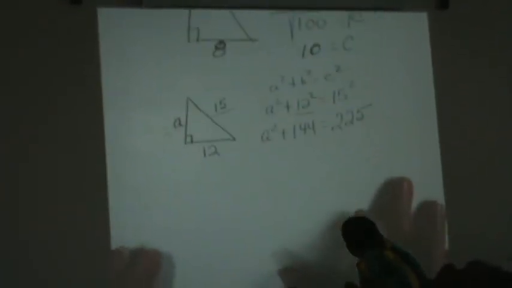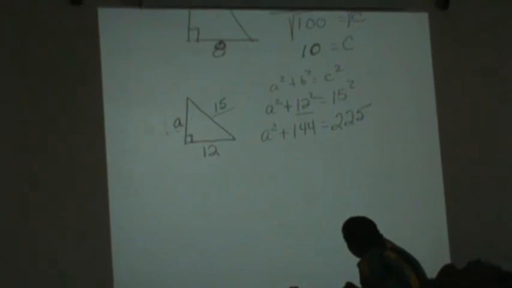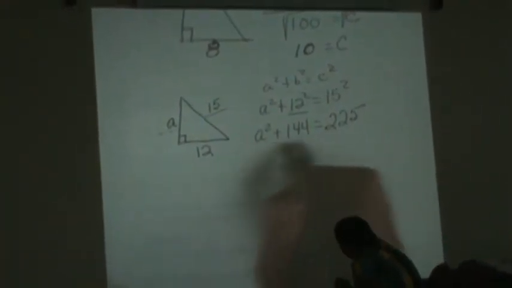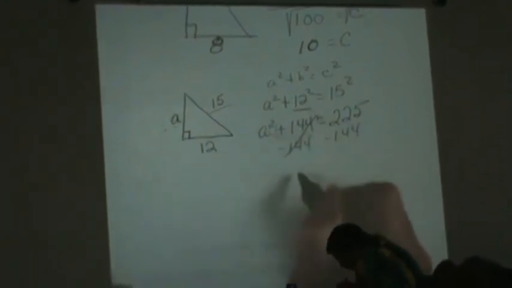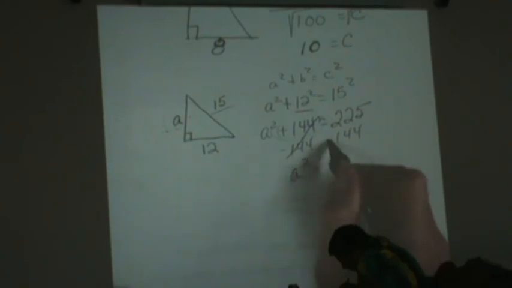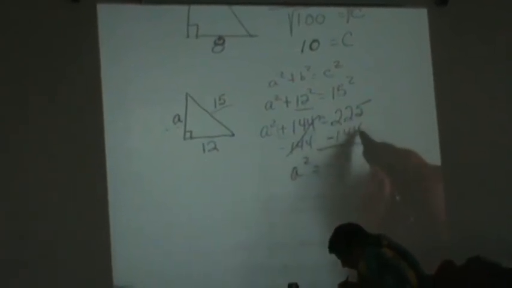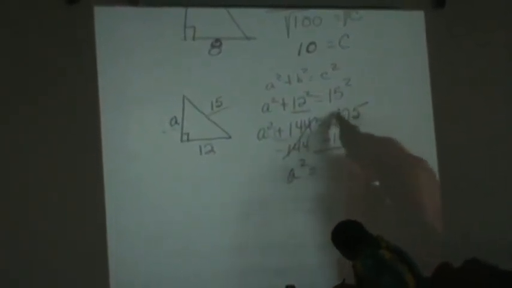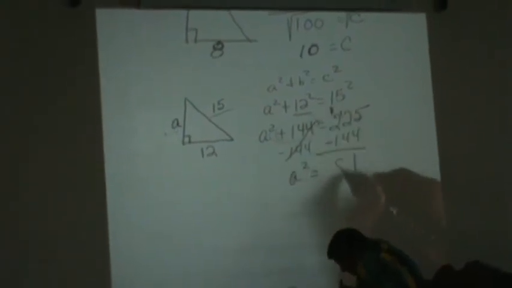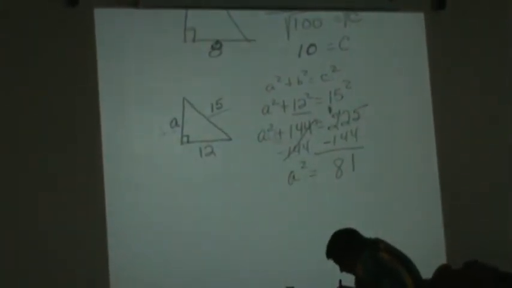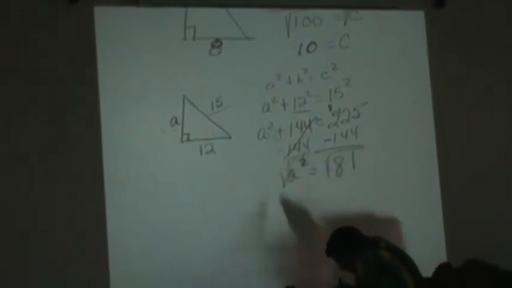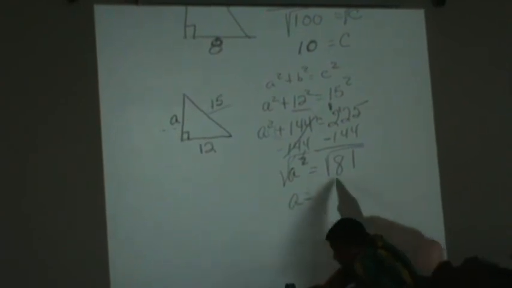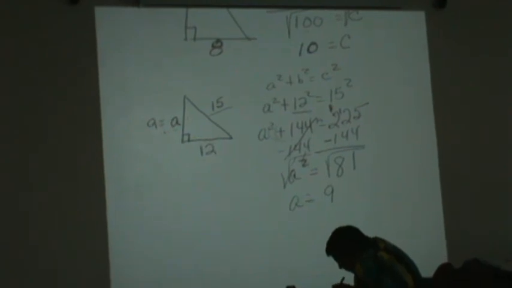Okay, and then how are we going to solve that? Do the opposite: if you add, you subtract. Opposite of that, subtract 144. So we have A squared on its side by itself. 5 minus 4 is 1. Need to borrow. 81. Yep. Undoing a square, we're going to do a square root. So A is 9. Okay?